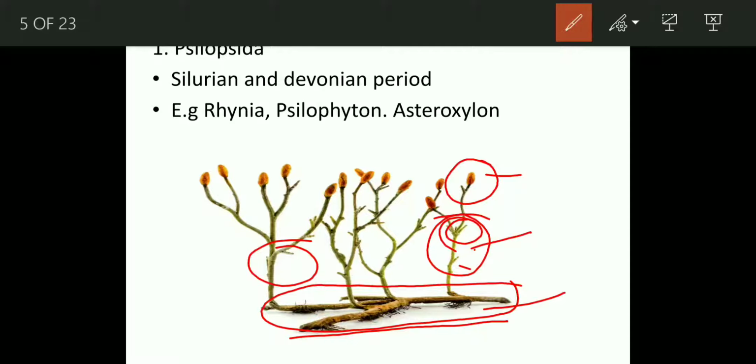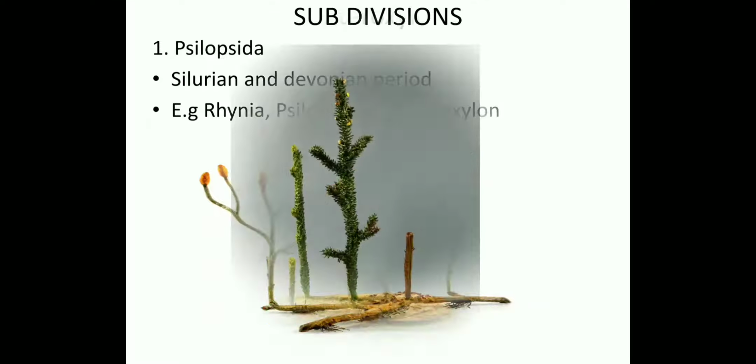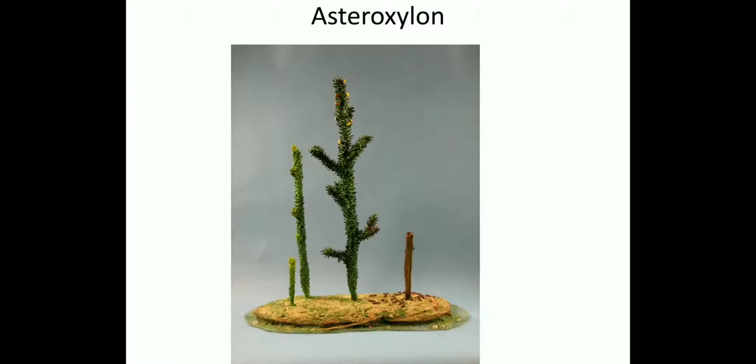Whether it is a lateral branch or the main branch, it is present on the tip of the branches. What are the examples? Basically, examples are Rhynia, Xylophyton, Asteroxylon. So you can see the picture. Okay, this is the Asteroxylon.